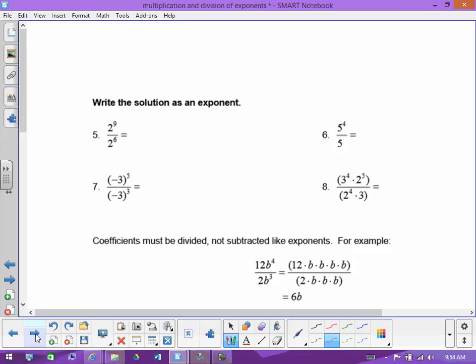Okay, the same thing applies when we're talking about numbers. So if we look at number 5 here, 2 to the 9th over 2 to the 6th. What's our base? 2. Same base, so I'm going to keep my base. What do we do with our exponents? 9 minus 6 is 3. I'm going to subtract, so I get 2 to the 3rd. And what's 2 to the 3rd? 2 times 2 times 2, which is 8.